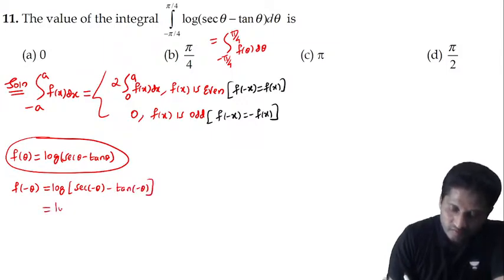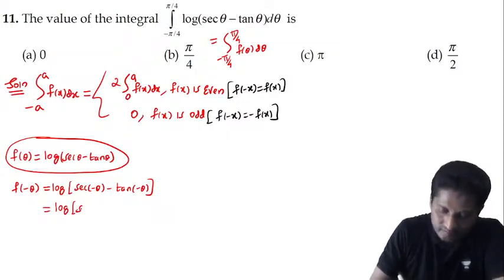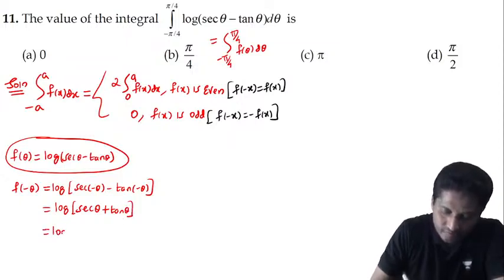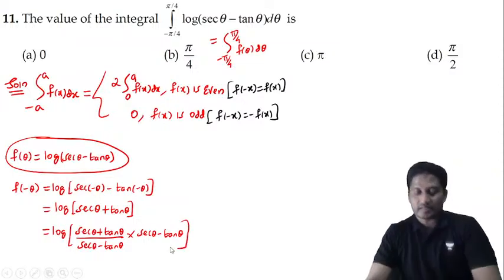Now this is equal to log of sec of minus theta, which is plus sec theta, and tan of minus theta is minus tan theta, so this becomes sec theta plus tan theta. Just note this step now. I can write this as sec plus tan, and I'm going to multiply and divide by sec minus tan, into sec minus tan.